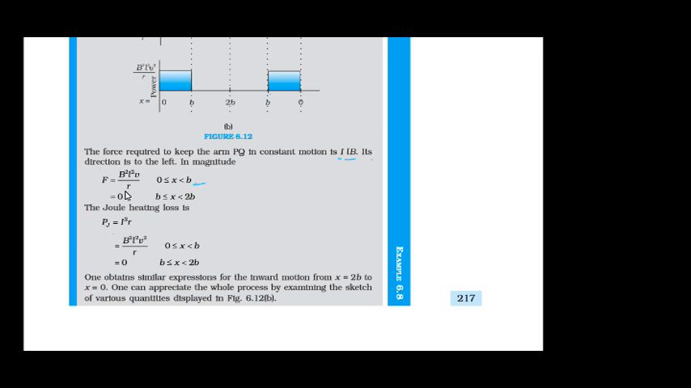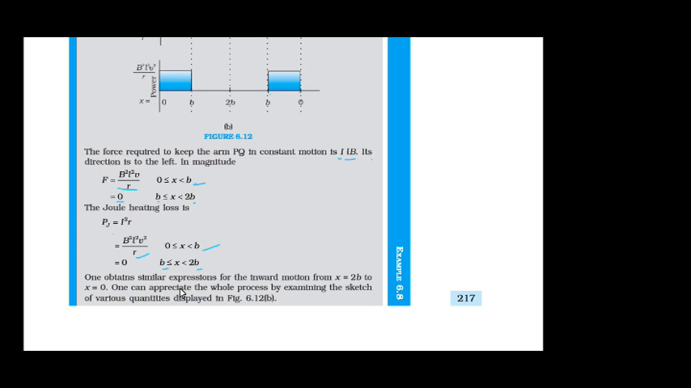For this value F is this, and for this value from B to 2B the value is 0 because the magnetic field is 0. The Joule heating loss is Pj is equal to I square R. Put the value of I square here and multiply by R. Again, from 0 to B we have a value, but from B to 2B we won't have any value. It is 0.